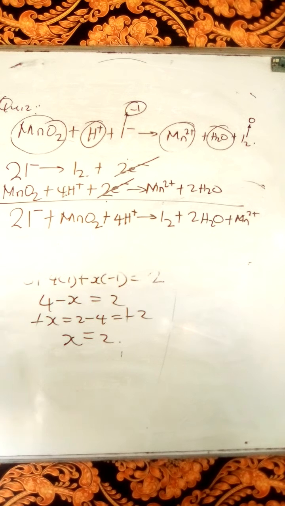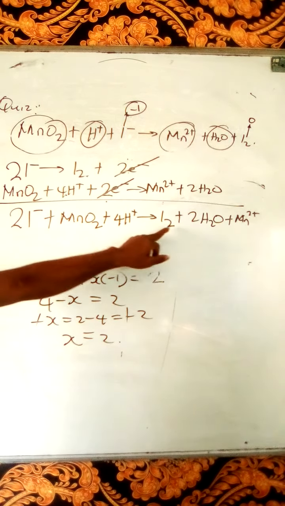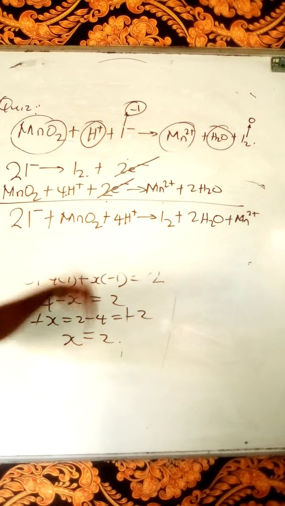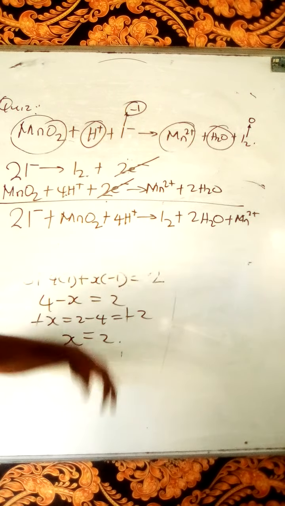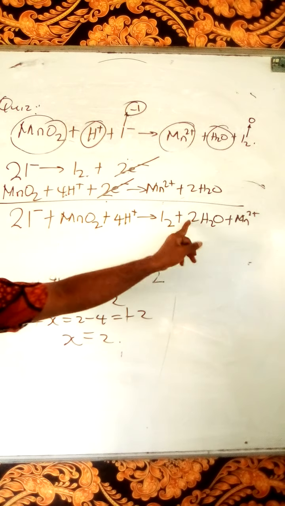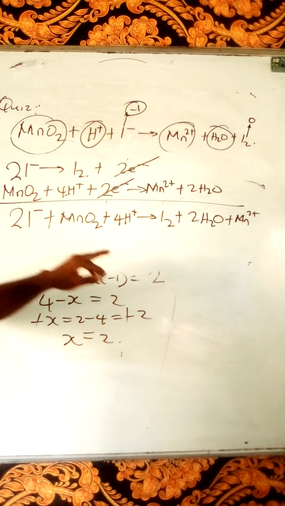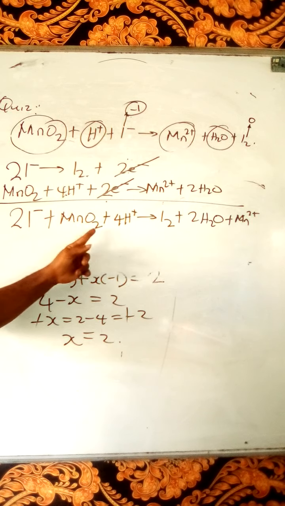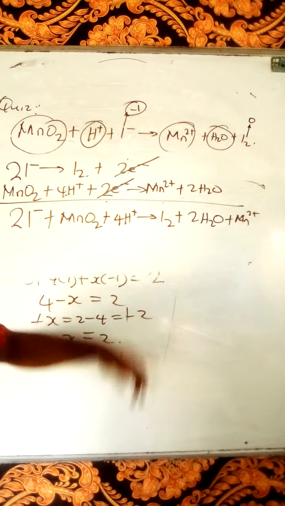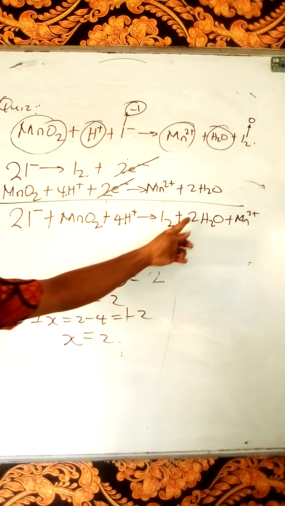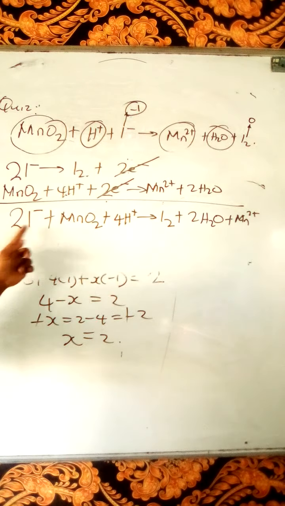How sure are we it's balanced? We look at the atoms. This is 2 atoms of iodine, 2 of iodine here. Manganese is 1 atom here, 1 here. Oxygen is 2 atoms here. 2 times 1 is 2. Then hydrogen is 4 atoms here, and then 2 times 2, 4.